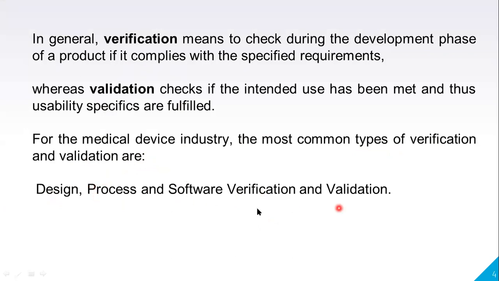So these are the main common types of verification and validation. If it is a complicated one, then we have to check the design process, and we can check the process and software verification. Nowadays a medical device means not only mechanical medical devices; software-based medical devices have also come into the picture, because artificial intelligence can be linked to many of these concepts, right? So software also takes a very, very important place.